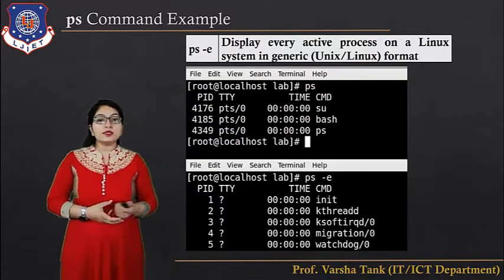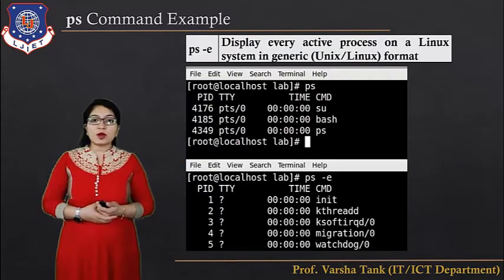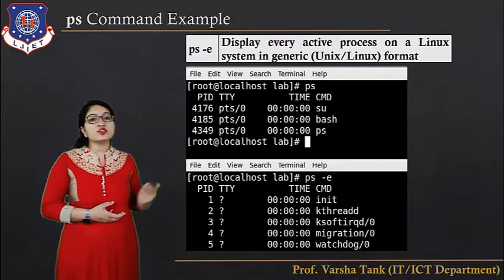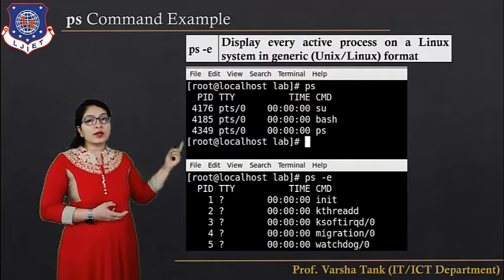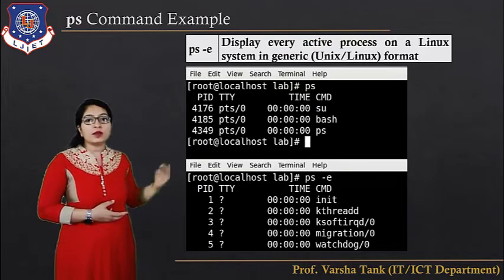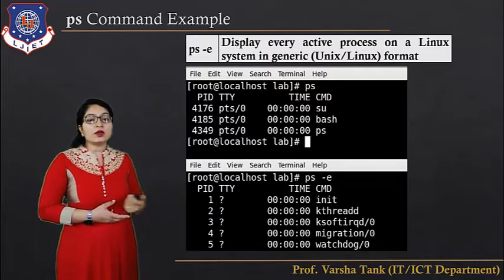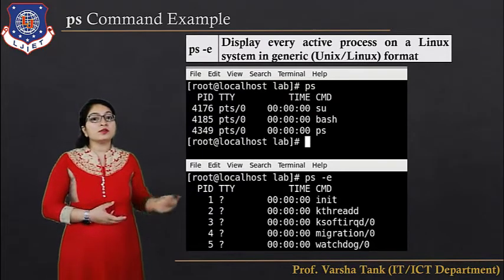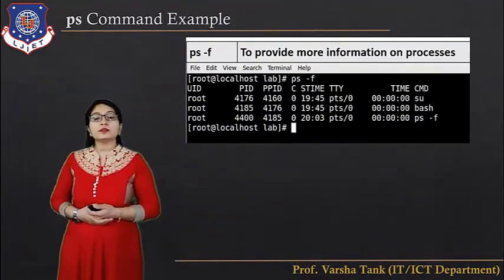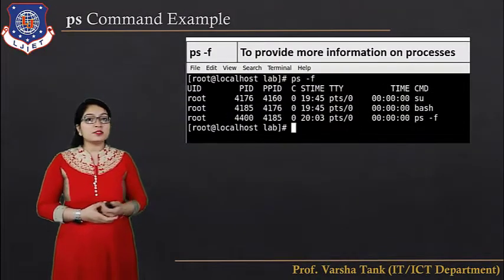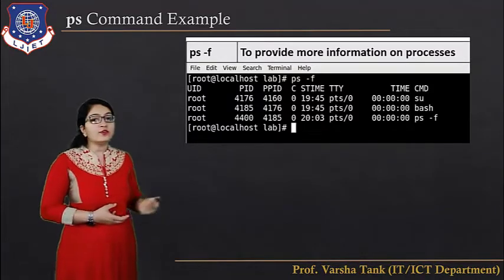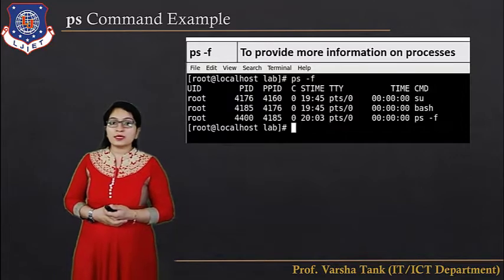ps command examples. Here you can see ps -e, that means it displays every active process on a Linux system in a generic format. If you write just ps, this will display all the processes that are active right now, and after that if you write ps -e, it will display all the processes in the generic format. Now ps -f provides more information on the processes. So if you want detailed information about a process, you can use ps -f.